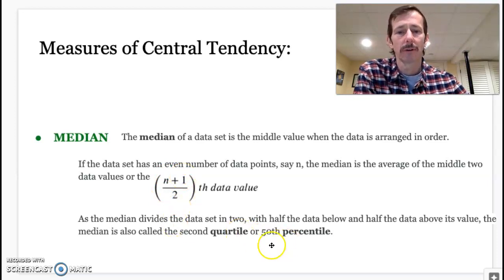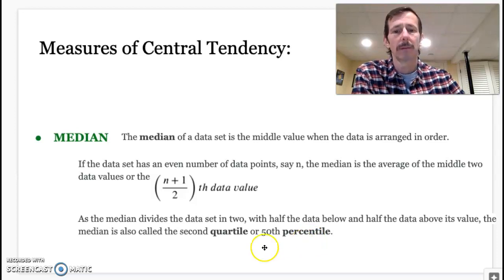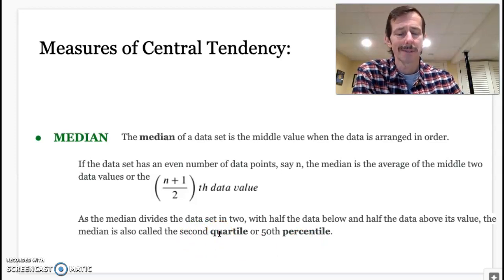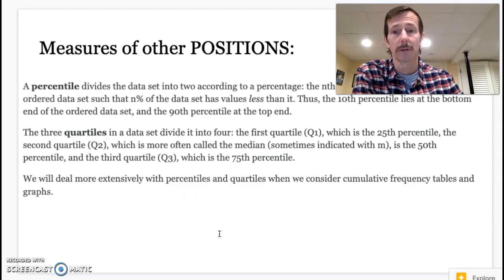The median is also known as the 50th percentile, meaning that half of the data is below that value and half of the data is above that value. And it's also sometimes referred to as the second quartile, and we'll do a lot more with quartiles down the road. So these are just kind of literally textbook definitions. You can pause and jot them down, or you might already know what they are, and then you're good to go.